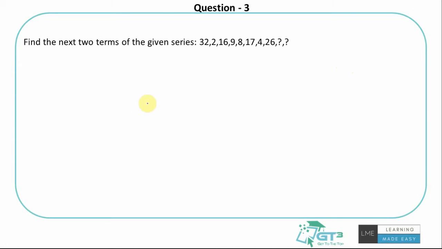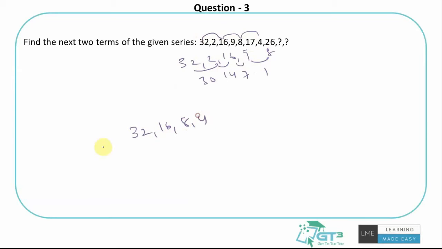The next question: find the next two terms of the given series, 32, 2, 16, 9, 8, 17. So I don't see much of a pattern here. Like this is 30, this is 14, this is 7, again it's going 1, so all messed up. But if we see it like an intermingled series, 32, 16, 8, 4, right? 32, 16, 8 and 4, this is one series. The other series would be 2, 9, 17, 26 and so on.